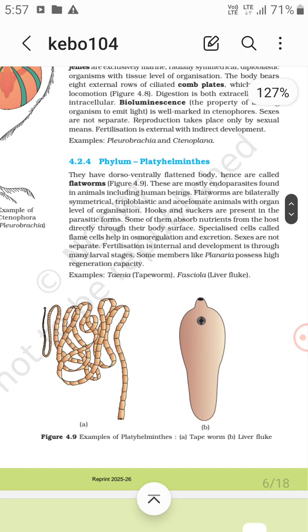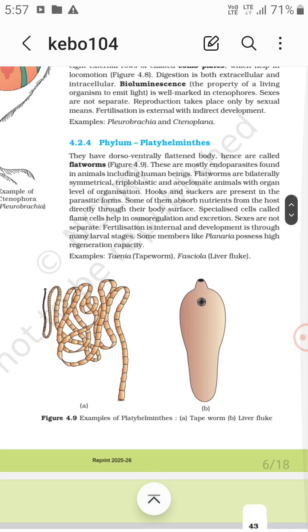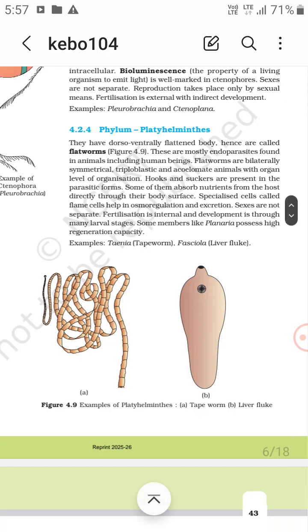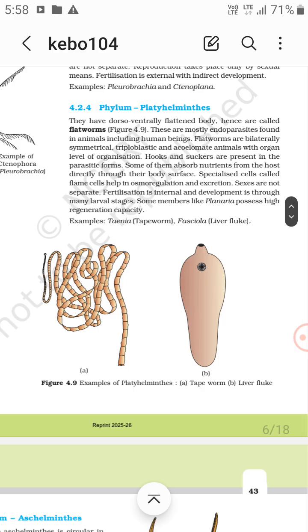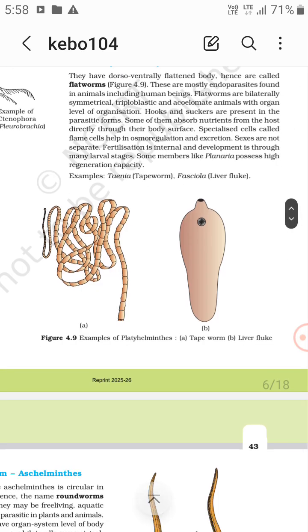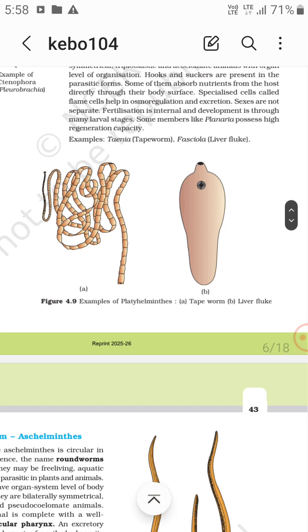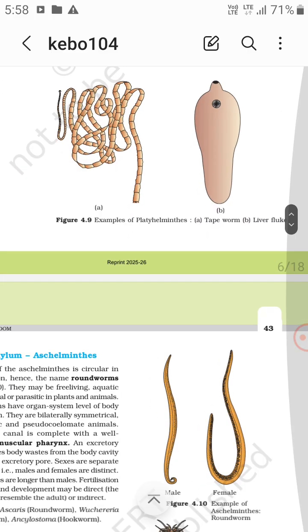Now phylum Platyhelminthes. They have a dorso-ventrally flattened body, hence called the flatworms. They are mostly endoparasites found in animals including human beings. Hooks and suckers are present in parasitic forms. Now they have specialized cells called flame cells, which help in osmoregulation and excretion. Fertilization is internal and development is through many larval stages. Some members like Planaria possess high regeneration capacity. Taenia, tapeworm, first diagram; second Fasciola, liver fluke, second diagram.